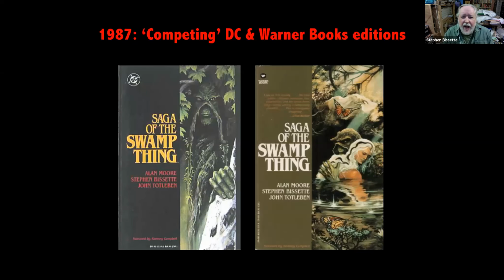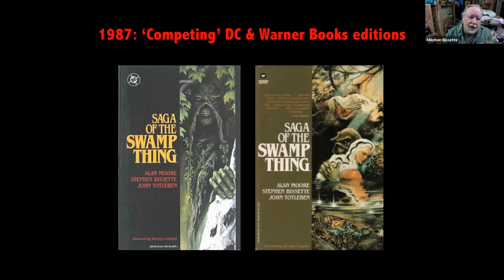By 1987, this was about 3 to 4 years after Alan had come on the book, the work that we had done on Swamp Thing was already beginning to make its way out of the comic book marketplace and the direct sale market and into bookstores. In fact, in 1987, these simultaneously published book collections of our early issues of Saga of the Swamp Thing were the initial graphic novel repackaging of our work on Saga of the Swamp Thing.